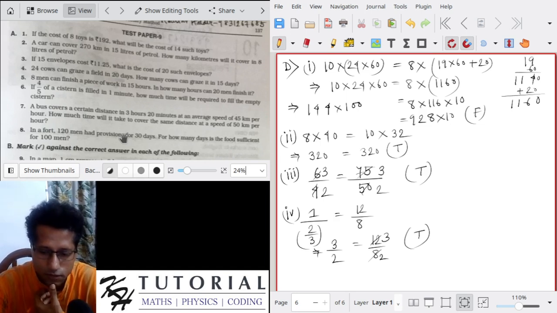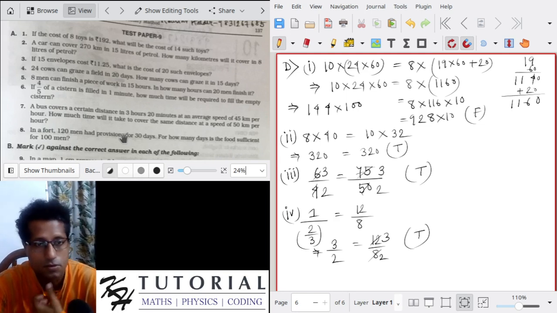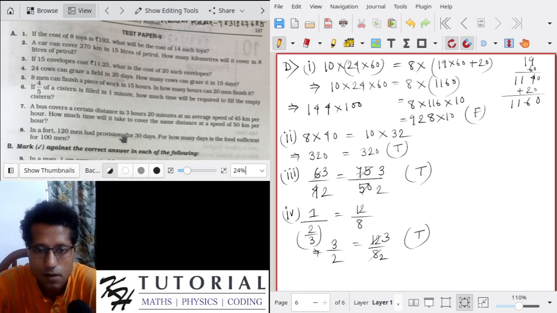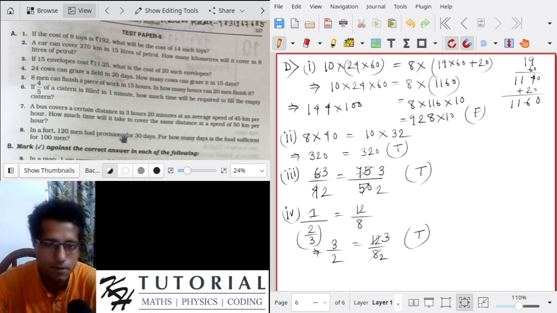Now with solving the test paper, it brings to the end of the discussion on the chapter Unitary Method, and we can now move on to the next chapter, which I am not sure, it could be percentage. And if you think that you need more practice on test papers, then I can prepare test paper 1 and test paper 2 on the chapter Unitary Method, because the concept of unitary method is really useful for solving word problems, and it might also be useful in some chapters in your higher classes.